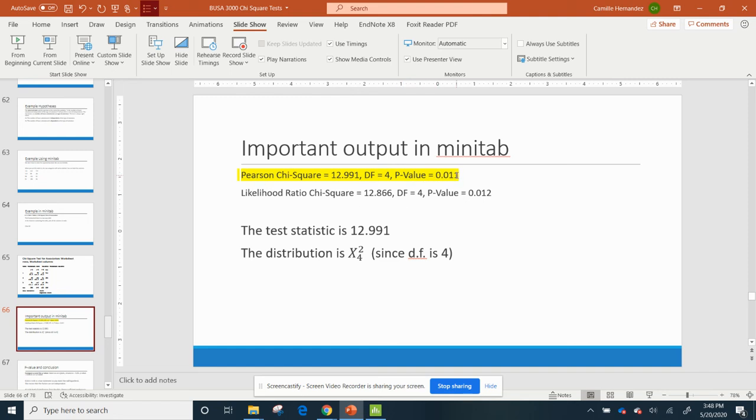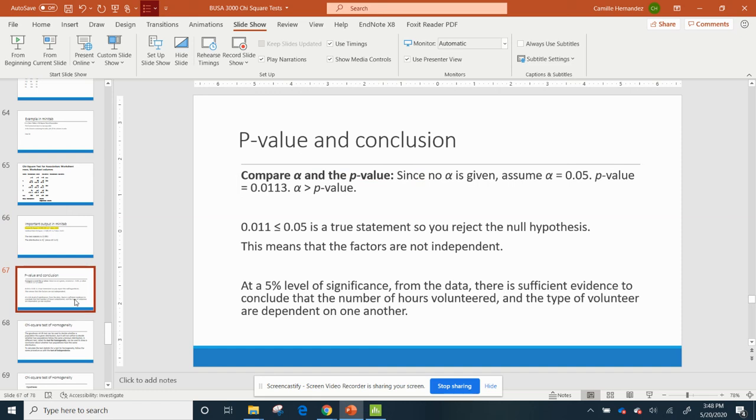I'm looking at the Pearson chi-squared. Pearson is most common, so for this class, let's look at this one. There are slight differences in the likelihood ratio, but for this one, let's look at Pearson. So again, my test statistic was 12.991. The distribution is chi-squared with the little 4 because the degrees of freedom is 4. How did I get that? Minitab gave it to me. I didn't have to do anything else. All right, so let's do our conclusion.